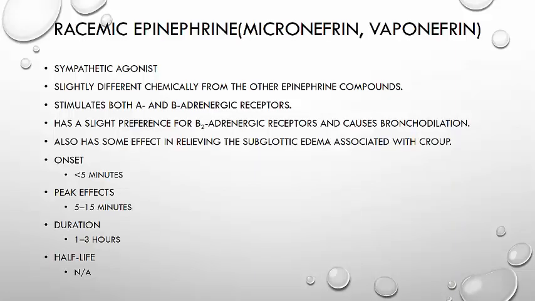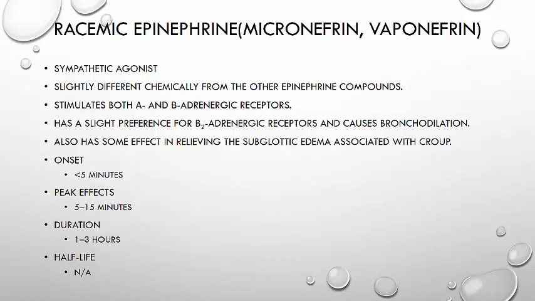Now, some people are under the misunderstanding that you can just take regular epinephrine and mix it with some saline and nebulize it and it's now racemic epi, but that's not how it works. Racemic epi is its own drug. It is a sympathetic agonist, and it's a little bit different from your other epinephrine compounds. It's an isomer, which means it's almost like a mirror image of the epi, so it's chemically a little bit different in structure.